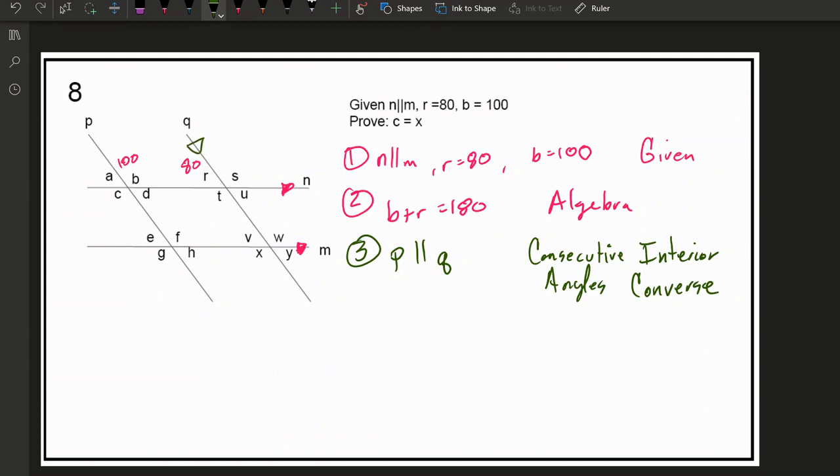So I can go ahead and put some parallel marks on here. And now that I've shown that these are parallel, I'm allowed to use all of my parallel vocabulary. So now I want to show that C is equal to X. I can start here at C, and I can say, C, oh, let me switch back to my pink color. C is equal to G, going from here to here, because of corresponding angles.